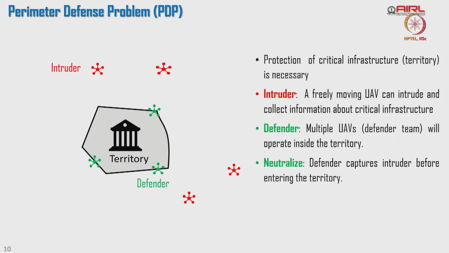You can ask the question why the perimeter is a single line. A perimeter need not be a single line, it is a small region, right. I am representing it as a black line, it could be a region of, let us say, 100 meters, right. I want to capture anyone within the 100 meters region. I do not want anybody to enter that black line. If they enter that black line, the game is over, right. So, I do not want anybody to enter, right. What is my objective? I want to capture the intruder before they enter the territory.